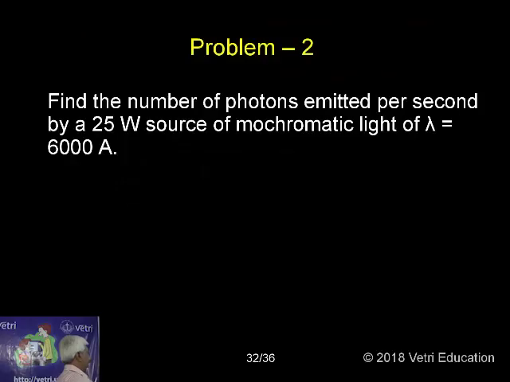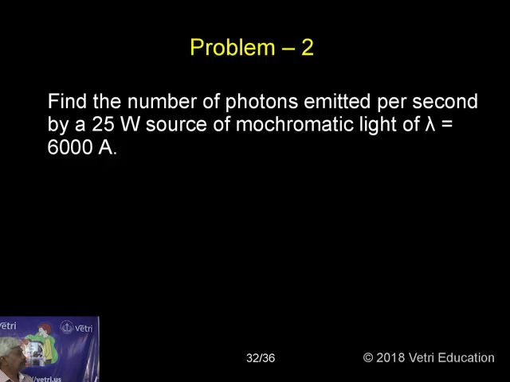This is the first problem. The second problem: find the number of photons emitted per second by a 25 watt source of monochromatic light of wavelength 6000 angstrom. So here also, find the number of photons emitted per second by a 25 watt source of monochromatic light. I have already given so much information on luminous flux, luminous intensity, luminous efficiency, everything you have to keep in mind.